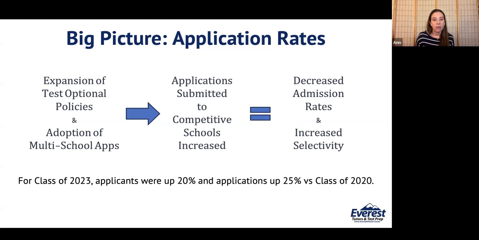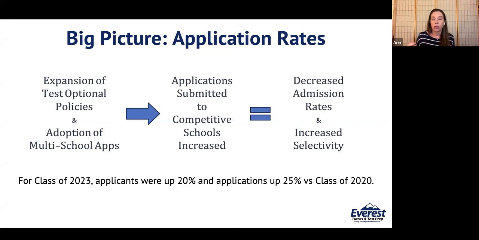So you combine that with the option to not send scores to schools, and all of a sudden we really have an increase, not only in applications submitted to competitive schools, but really an increase in applications to most schools across the board. And what does that lead to? Well, the schools can't get exponentially bigger to go along with the great rise they've had in applications. So it means decreased admission rates.